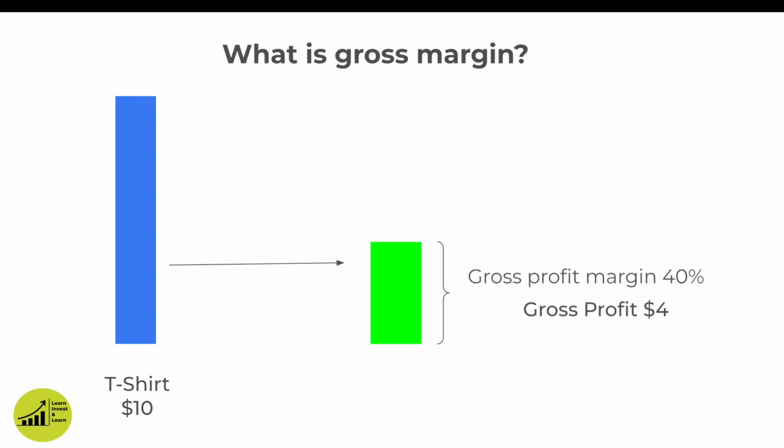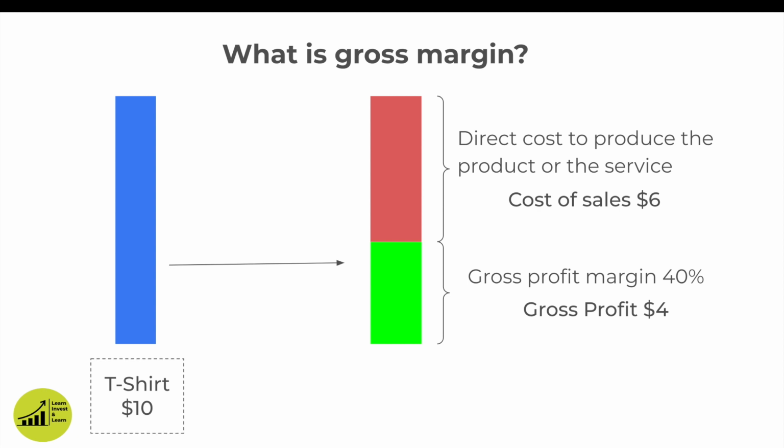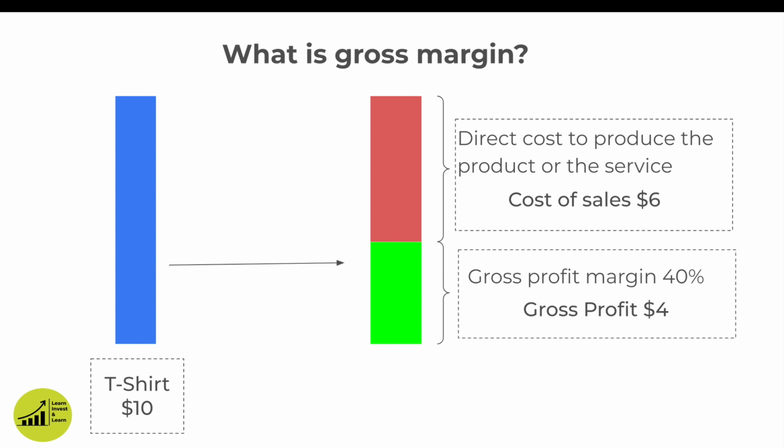Where did the rest of the $10 go? Well, $6 was the direct cost to produce the product or the service you sold. In other words, since you are in the business of selling a t-shirt for $10, then in this case, the cost of the material and the labor for the t-shirt is $6, and hence your gross profit is $4, giving you a gross profit margin of 40%.